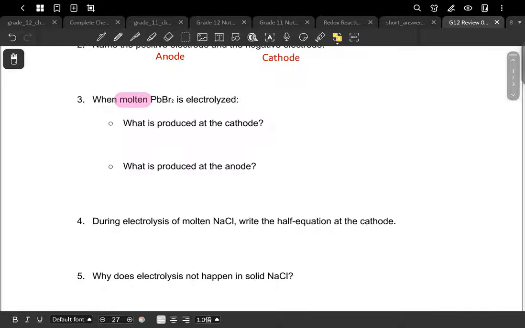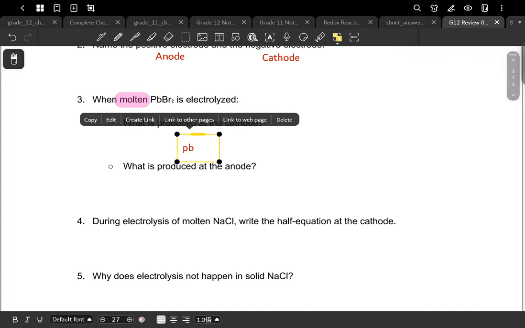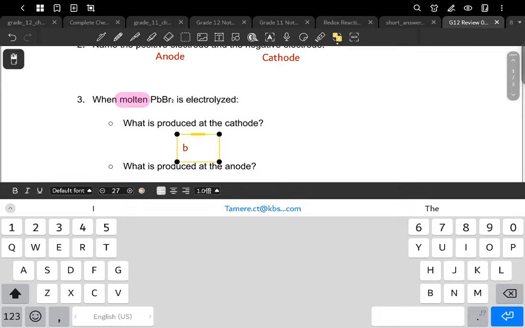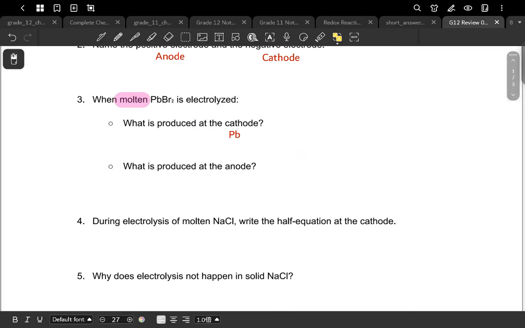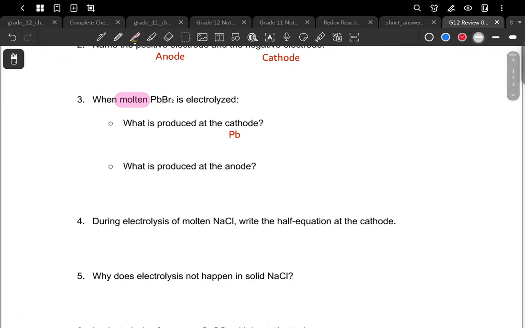The product at the cathode would be the lead. Let me correct this, it has to be a capital letter. Yes, this is the lead produced at the cathode. And why is this happening? Because lead is the positive ion here, while bromine is the negative ion. So the first part of the compound is the positive ion, which is the metal, and the second part is the non-metal, which is negative.